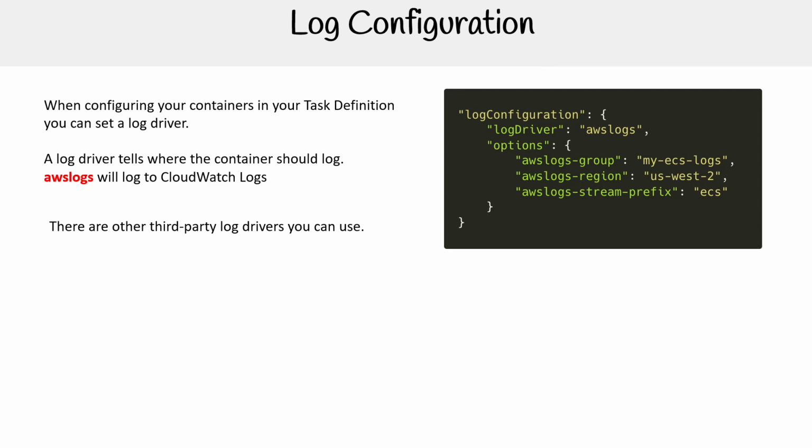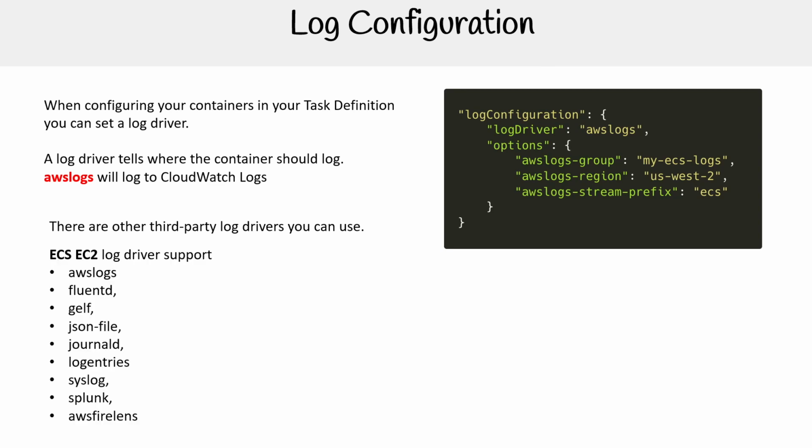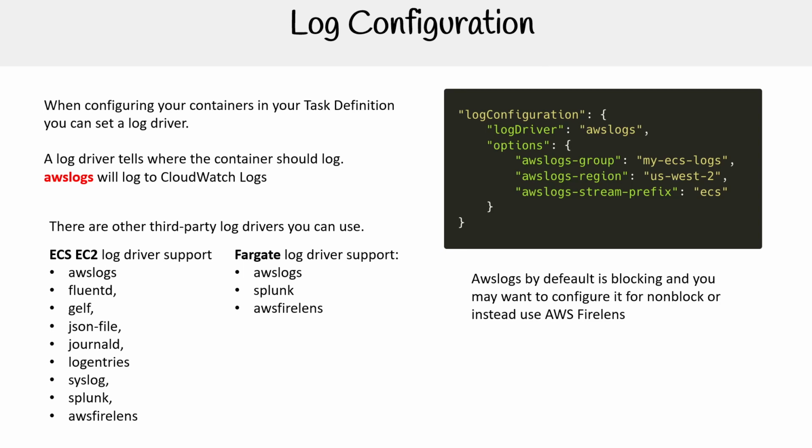There are other third-party log drivers you can use. So we have AWS Logs, FluentD, GELF, JSON File, Journald, Logentries, Syslog, Splunk, AWS FireLens. And then we have one specifically for Fargate. So we have AWS Logs, Splunk, and AWS FireLens. So you can see that ECS EC2 has a lot more options, and Fargate has a few options.